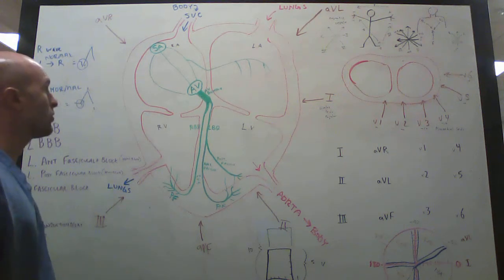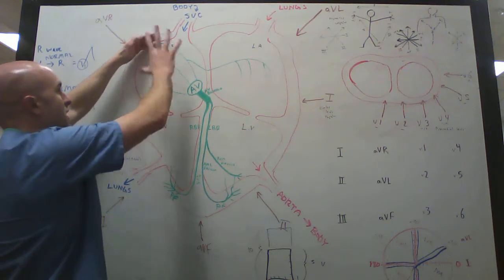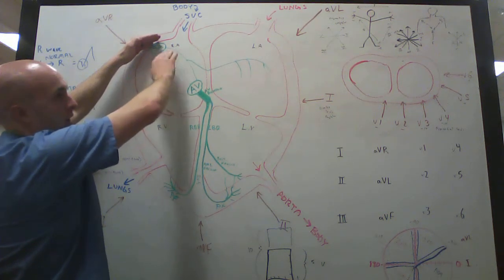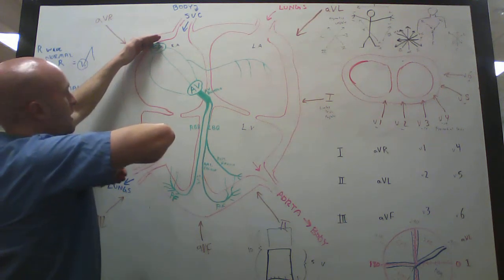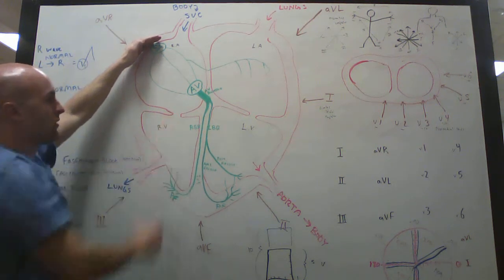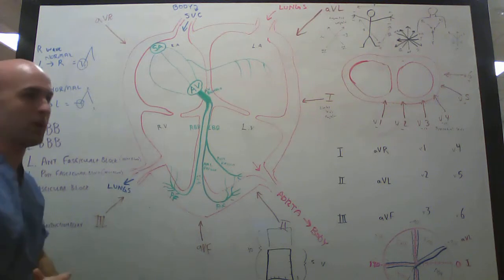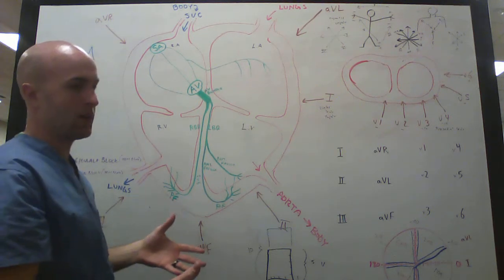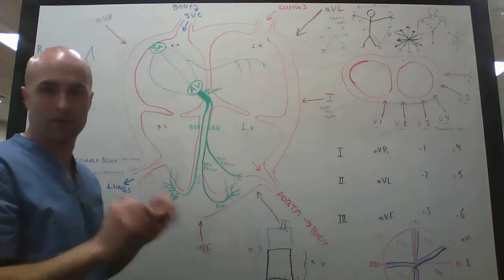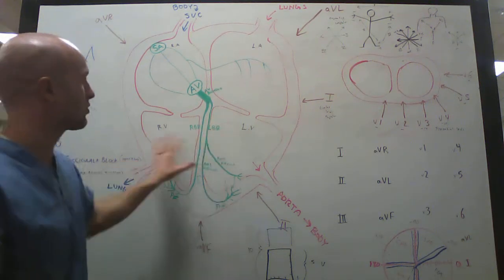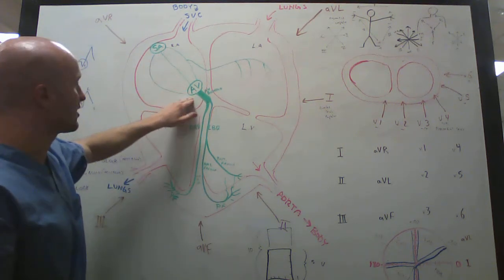So if you got a block right here, let's say your SA node is cut off, then what's going to happen is the AV node is going to take over, and the AV node is going to pump a little slower than the SA node pumps. So you're going to see a delayed heartbeat, and also you're going to see that the atria are no longer contracting. The ventricles will still contract, but they'll contract slower, because this is a fast pacemaker, and this is a slower pacemaker.